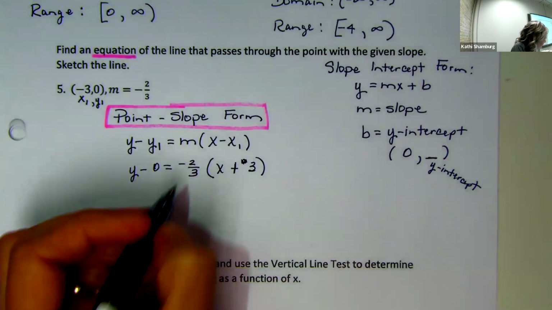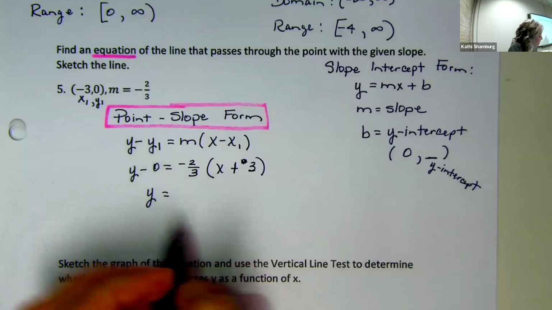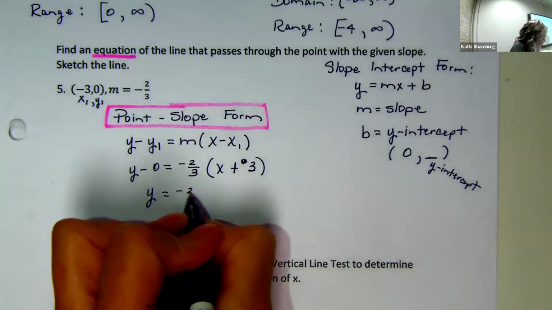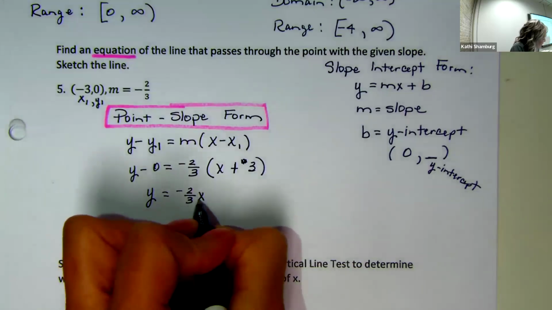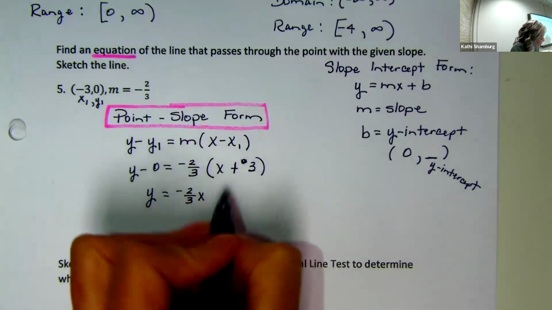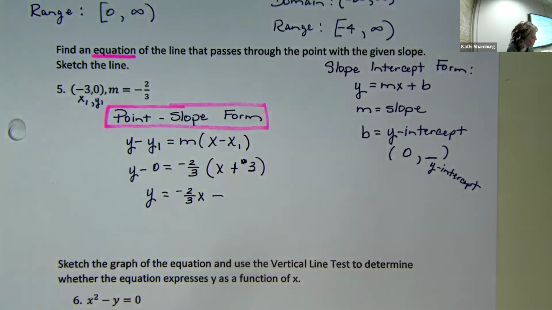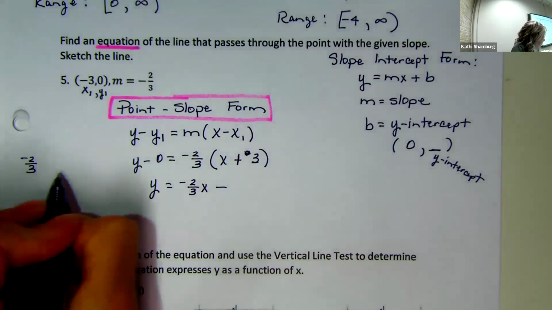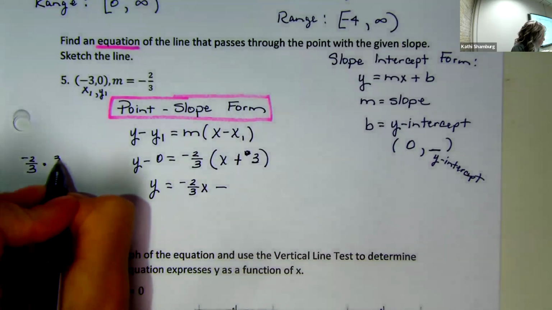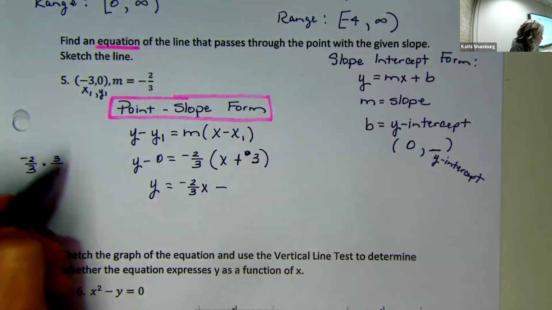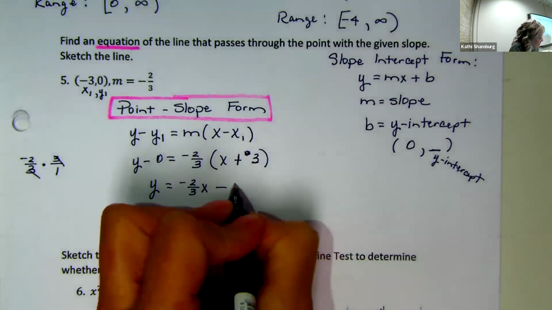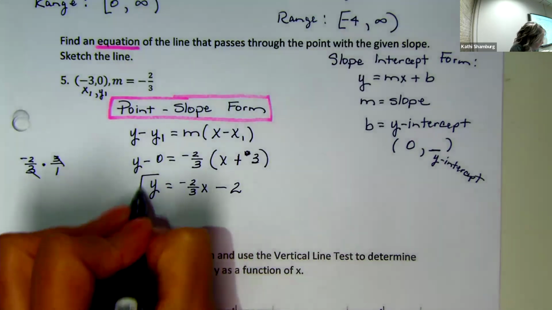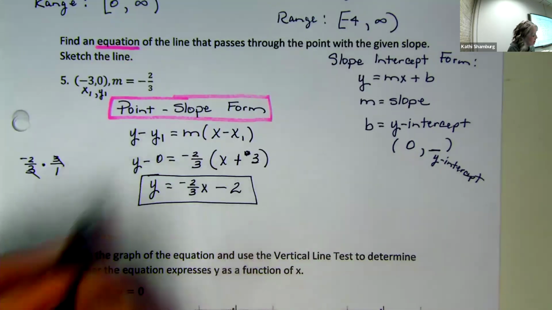All right, y minus 0 is easy. Now we're going to distribute the -2/3 through. So we have -2/3 x, negative times positive, I know this is going to be minus. And we are taking -2/3 times 3, or 3/1. Your 3's are going to cancel, so that's -2. So here is my equation.